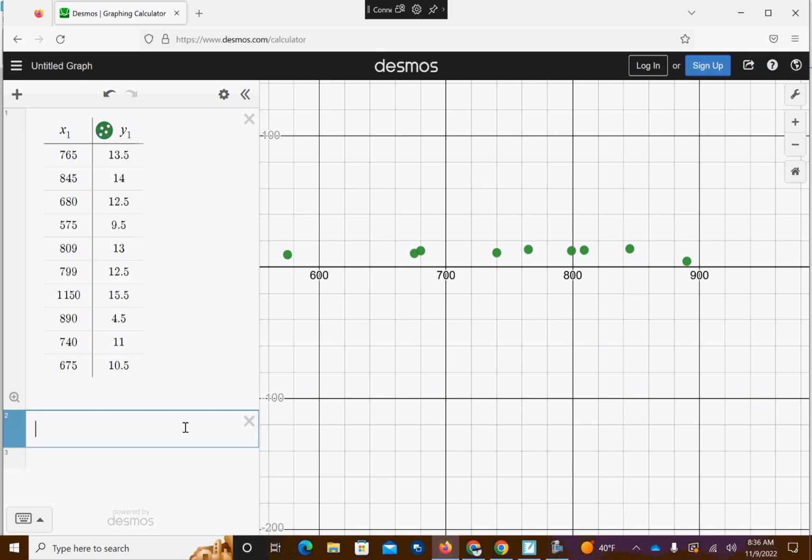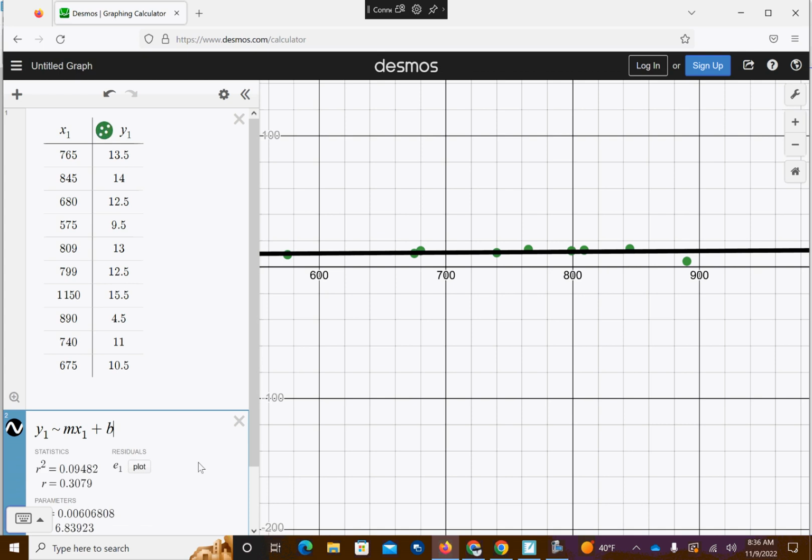So we want to figure out our R value, and the way we find the R value on this, we're going to do y sub 1 tilde m x sub 1 plus b, and it looks like we have an R value of about 0.308. So there's a moderate linear relationship between the lifespan. I mean, 30% is pretty weak, right? But it looks like our line of best fit fits really well.